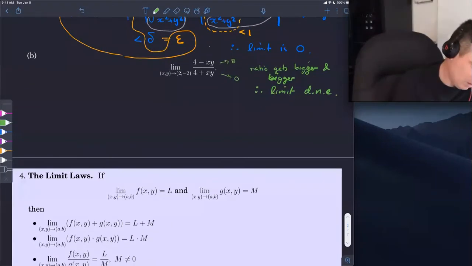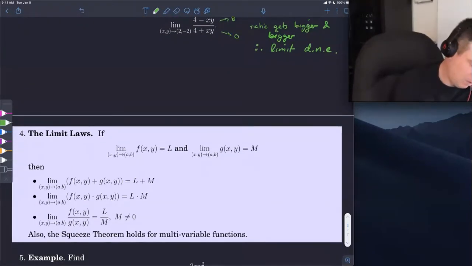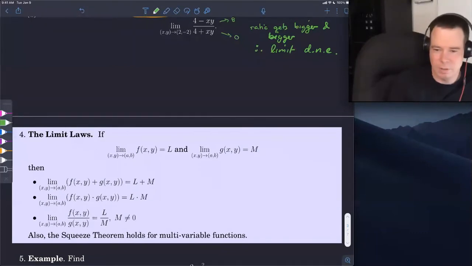So how about the limit laws? These are going to be useful for helping us compute limits. We get all the same limit laws we had before. If the limit of the function f is L, and the limit of the function g is M, then the limit of their sum is the sum of their limits. The limit of their product is the product of their limits. The limit of the ratio is the ratio of their limits, provided the denominator isn't 0. And the squeeze theorem also holds for multivariable functions.